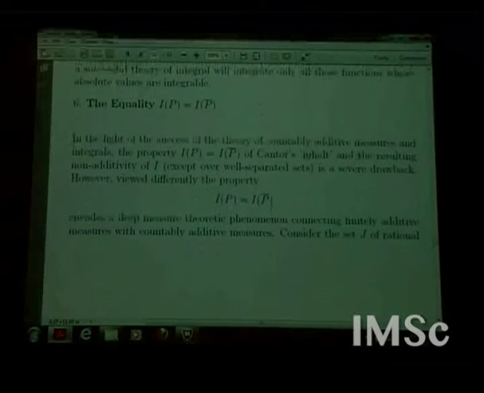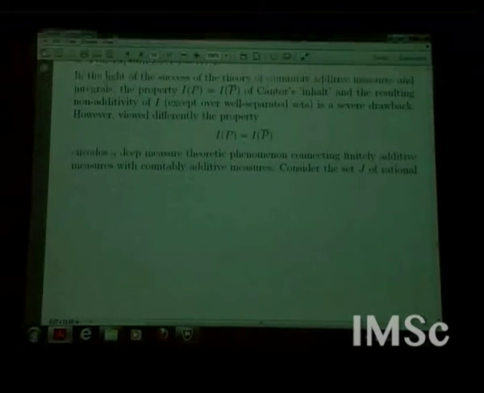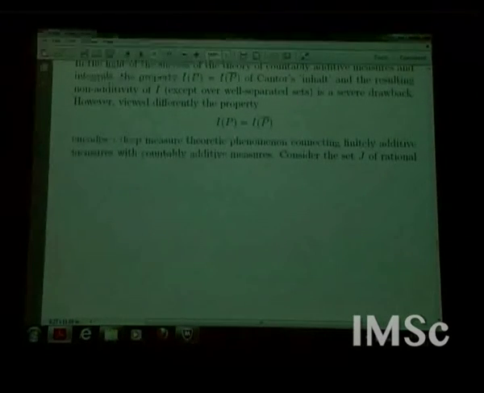Now finally, his inner content equals the outer content only in certain cases, and that makes non-additivity, unless your sets are separated by a positive distance. So that is a defect, but is it really a defect? Viewed differently, it encodes a deep measure theoretic phenomenon connecting finitely additive measures with countably additive measures. So if you have time, 4 minutes, I will just show how that is.